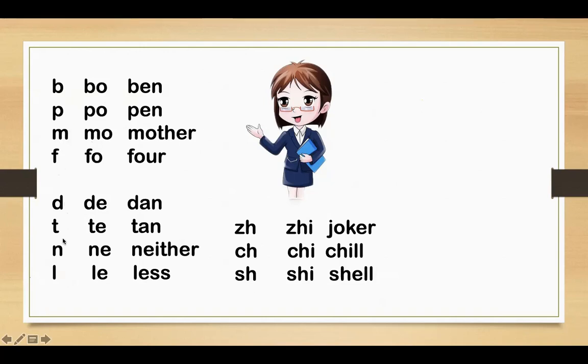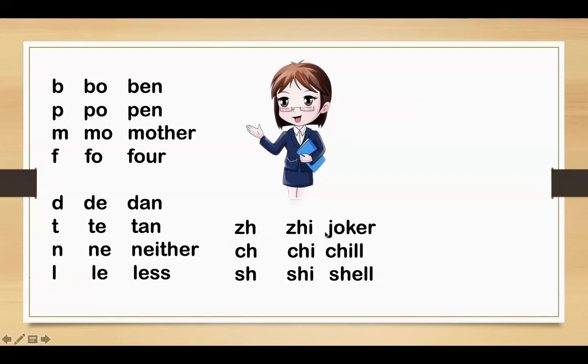Bo po mo for, de te ne le, bo po mo for, and how you pronounce for is the same. For, and de, de, like dan, which is actually also a pronunciation for a Chinese word, dan, which means single. Te, like ten. Ne, neither. It's both fine. All start with this consonant. Ne, and le, less. Le.